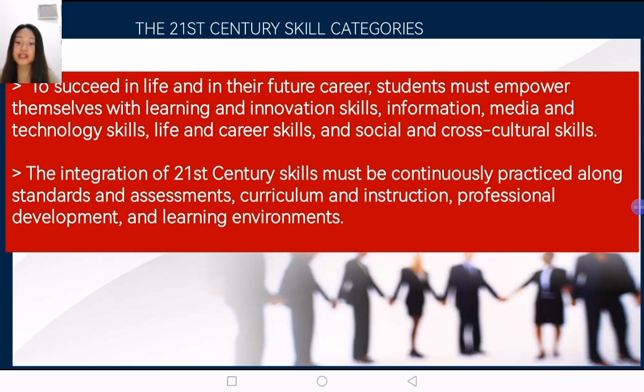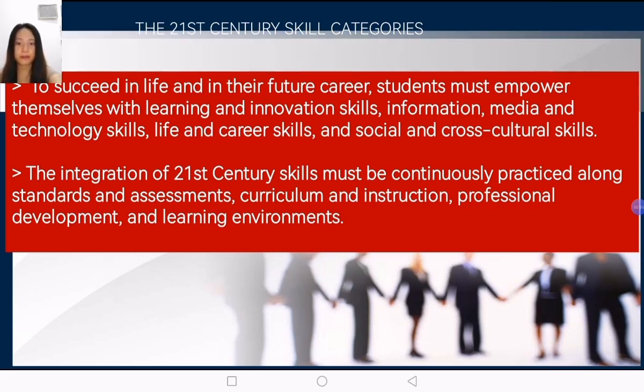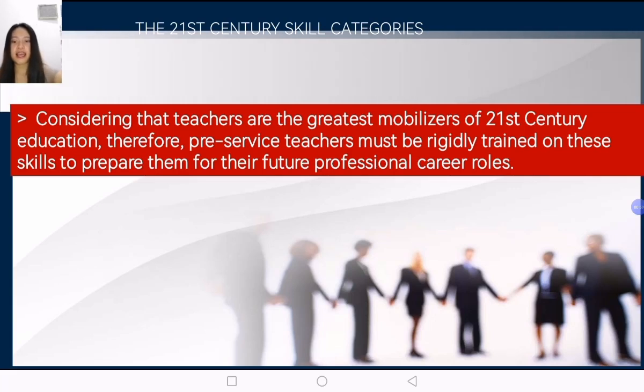The next is that integration of 21st century skills must be continuously practiced along standards and assessments, curriculum and instruction, professional development, and learning environments. Why? For proper monitoring and in order to know and to apply more improvements to achieve the goals, objectives, and outcomes. And considering the teachers are the greatest mobilizers of 21st century education, pre-service teachers must be rigidly trained on these skills to prepare them for future professional career roles, which is the perfect example of a teacher's roles.